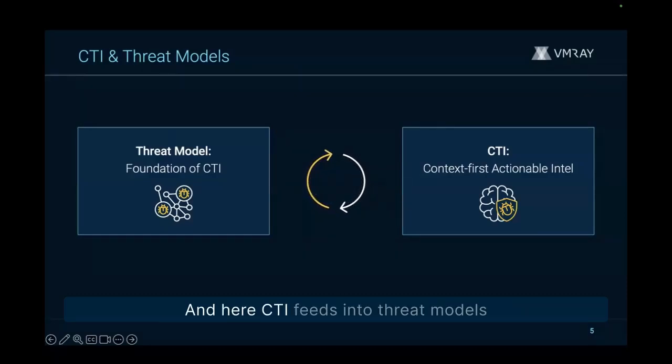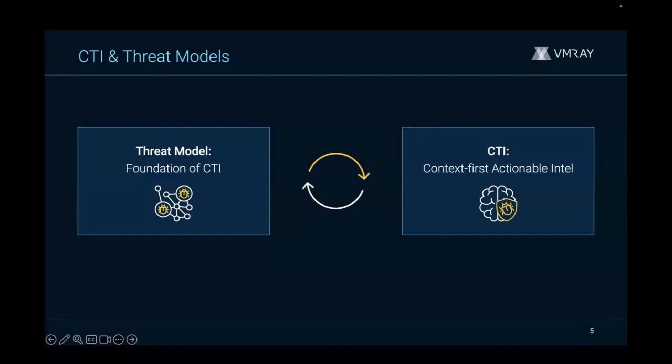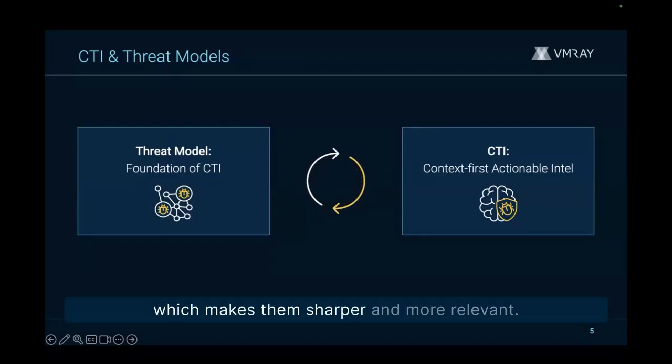And here CTI feeds into threat models, which makes them sharper and more relevant. And CTI is continuous. So it's not a one-off exercise, of course. And in return, threat models tell CTI what to focus on. At the end of the day, we would like to get actionable intel with sufficient context via CTI. And it's a two-way street. That's where actually the magic happens.